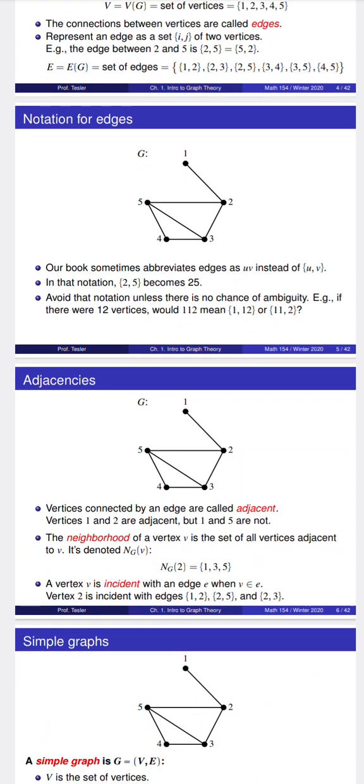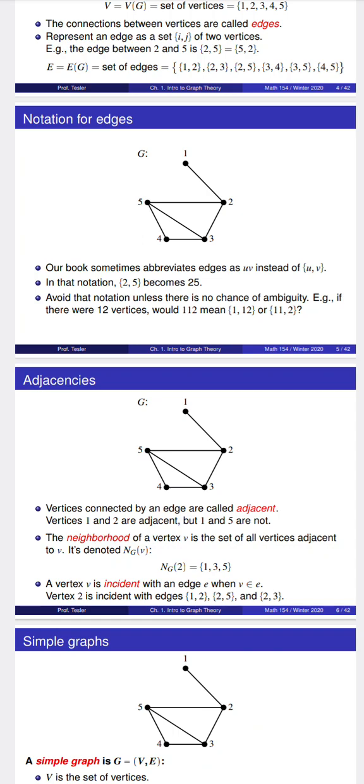Adjacencies. Vertices connected by an edge are called adjacent. Vertices 1 and 2 are adjacent, but 1 and 5 are not. The neighborhood of the vertex V is the set of all vertices adjacent to V. It's denoted by N_G(V). So N_G(2) will be equal to {1, 3, 5}.